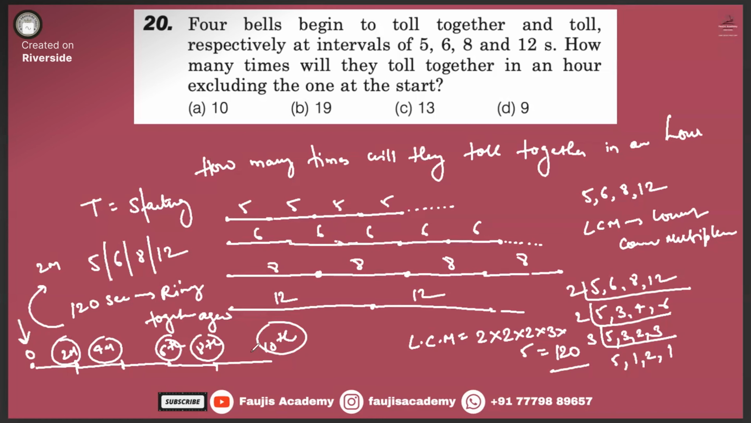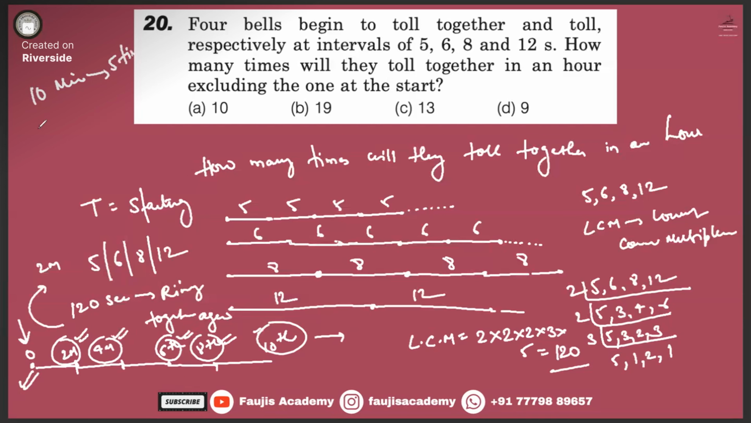Okay. Sir, I'm getting 29 and I'm wrong. Yeah, that's correct. And the answer is not 29, it's 30. Including the one at the initial stage, if you do that, in 10 minutes, it is tolling together for how many times? 3, 4, and 5 times?